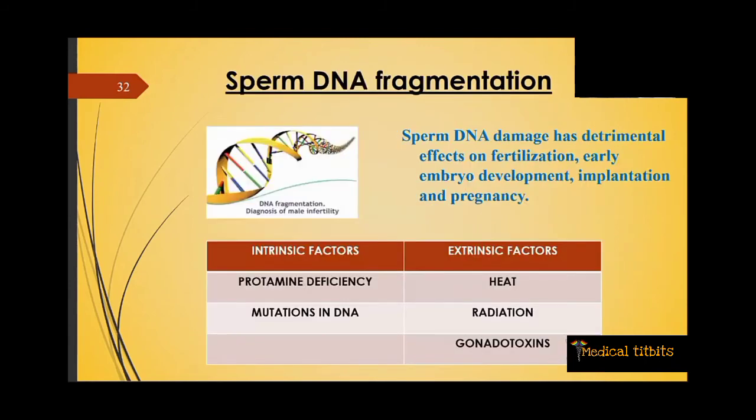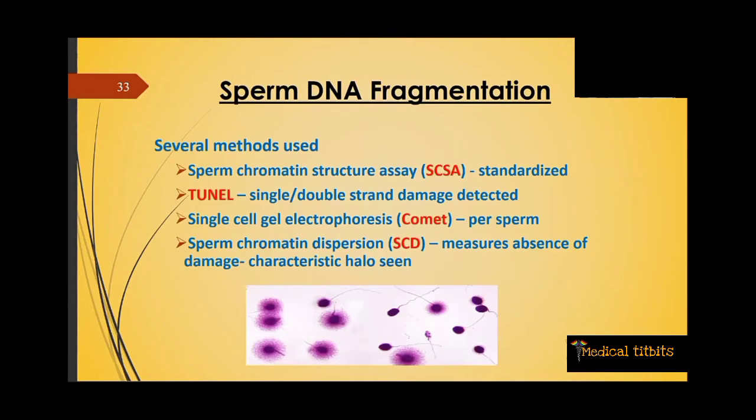Now coming to sperm DNA fragmentation, the sperm DNA damage has effects on fertilization, embryo development, as well as on pregnancy. The intrinsic factors like protamine deficiency or mutations can be the causative agent, or it can be due to extrinsic factors like heat, radiation, and gonadotoxins. There are several methods which can be used. The commonest ones are being outlined here.